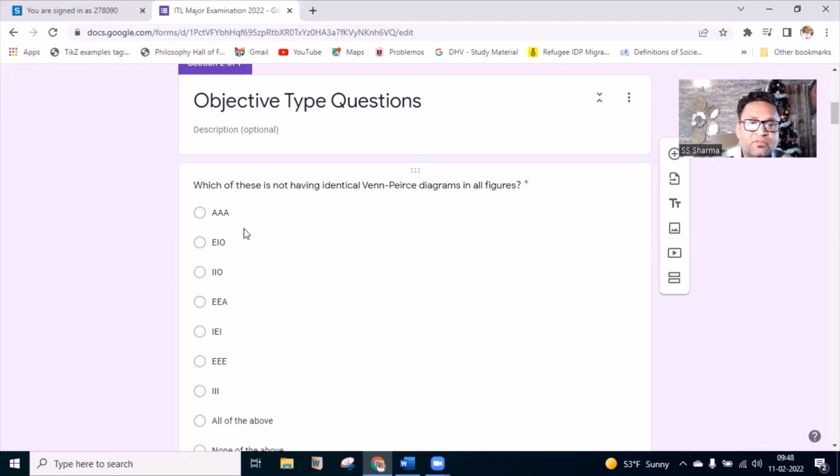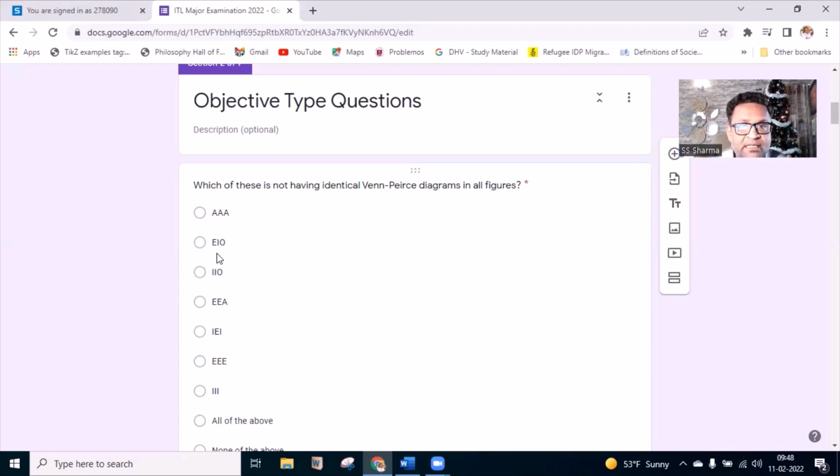Now, in this question, we were asking which of these does not have an identical Venn diagram. The first thing you should understand is that in Venn diagrams, the E proposition as well as the I proposition will always have the same kind of images, irrespective of whether you are taking it in the first figure, the second figure or the third figure. On the other hand, the A proposition as well as the O proposition do not have that kind of isomorphic images. So if you see in this question, AAA was one of the options.